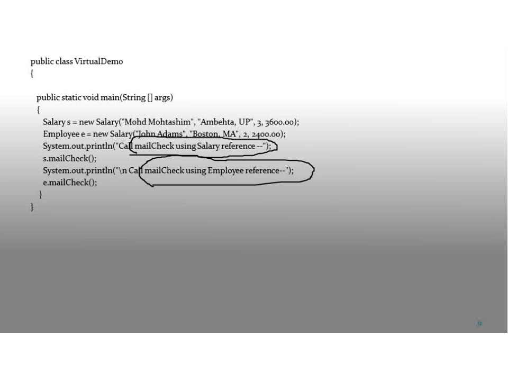Main method. Yes, this is the main method. Inside the main method, we have created instance variables of two classes, that is the salary class and the employee class. And we try to call the mail check method, which is there in both the classes, in the salary class also and in the employee class also. But when you run this program, since it is based on polymorphism, even though you have used e.mailcheck, calling the mail check method of the employee class, it will still call the mail check method of the salary class.